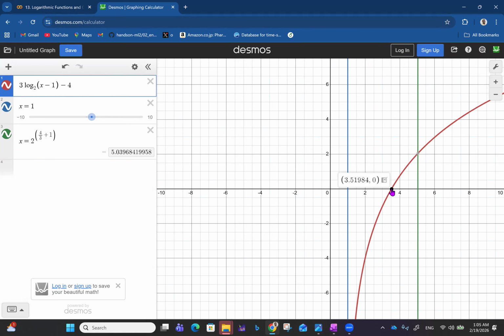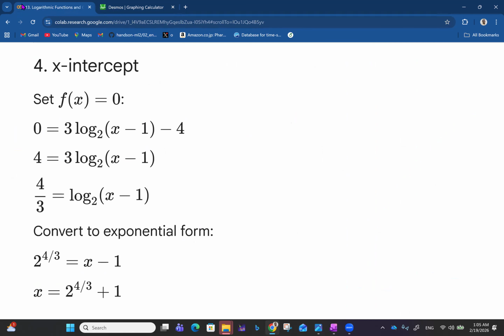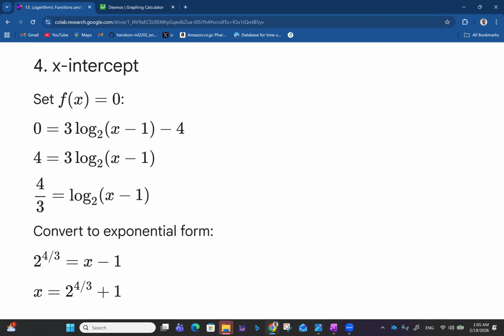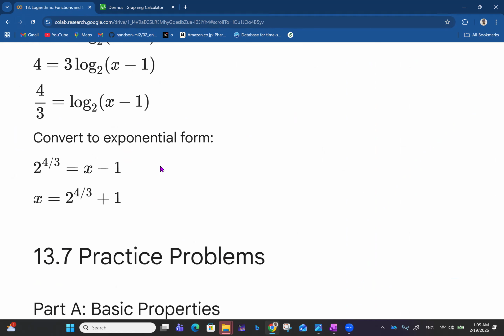Okay, I think something is not right here. 4 over 3 plus 1. Oh, okay. My fault. So it is this now plus 1. Yeah. Okay, now it makes sense. This is it right here. That's the x-intercept right there. Then yeah, we have all of that.